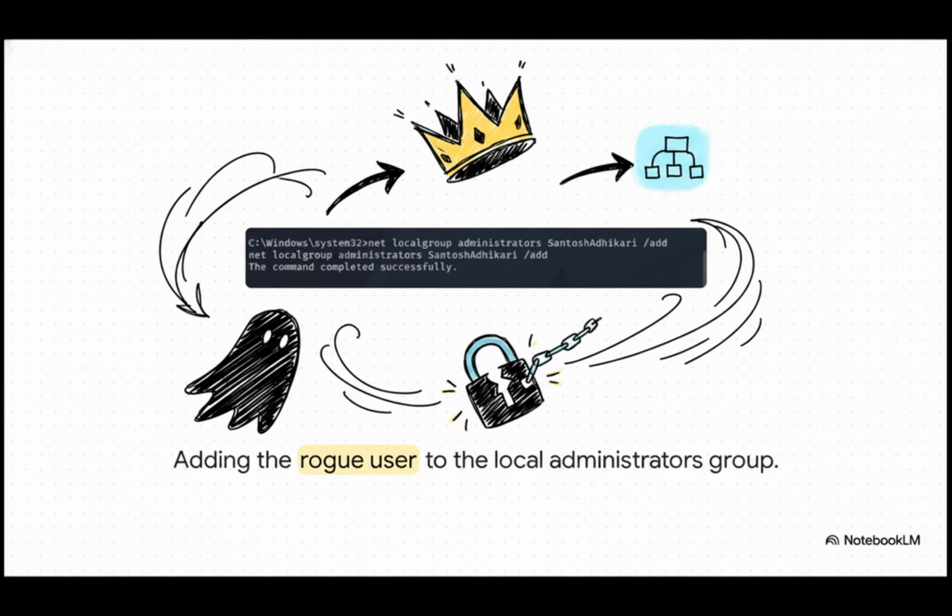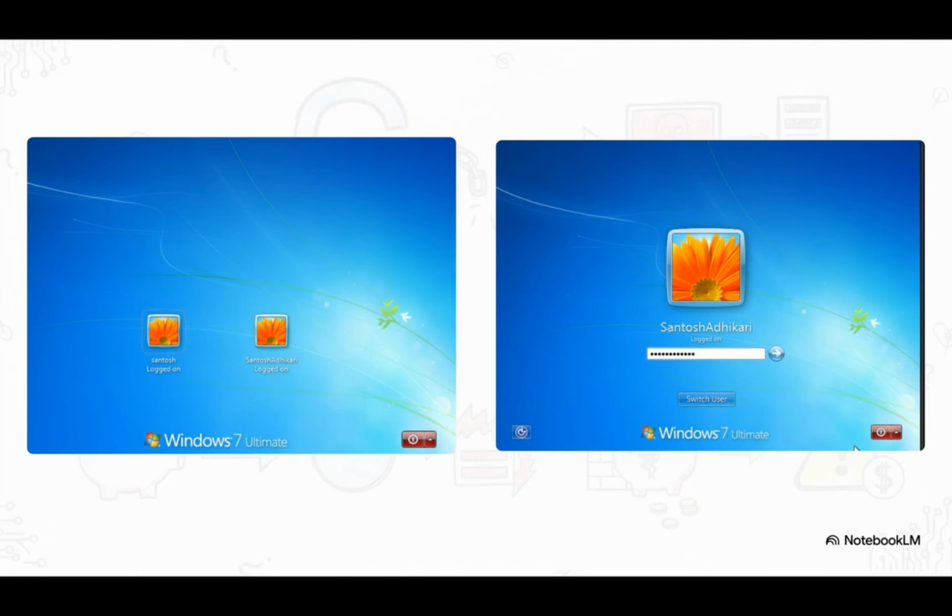Right here, they send the command to add a user named Santosh Adhikari to the local administrators group, and the system just happily replies, "The command completed successfully." It's that easy. In a fraction of a second, this rogue ghost account just grabbed the keys to the entire kingdom. And here is where it gets super creepy.